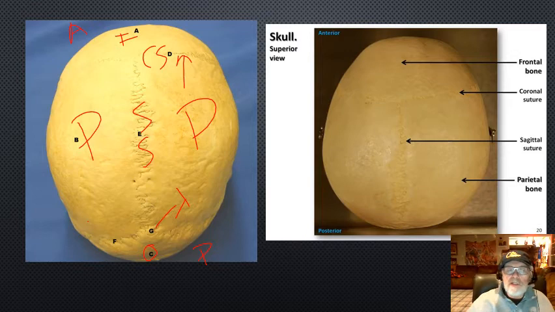Okay, so we could see all that stuff. There's the lambdoid suture down in here. So basically, we get to actually look at that. It's a pretty good skull to be able to see all those suture joints and stuff like that. And that's what they are.